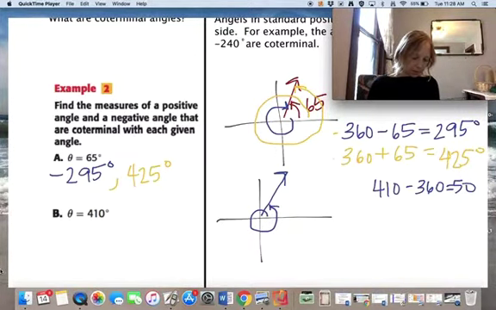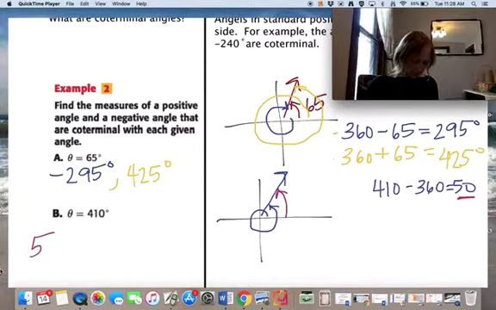My positive angle should be a pretty easy one to find. It would just be this angle right here. Okay, and we already know that that would be 50. So 50 degrees is one of my solutions. That's a positive solution.